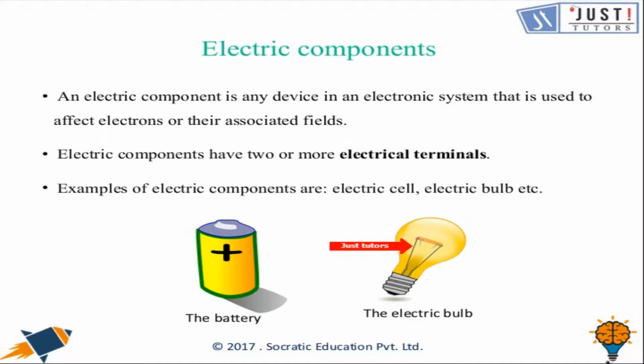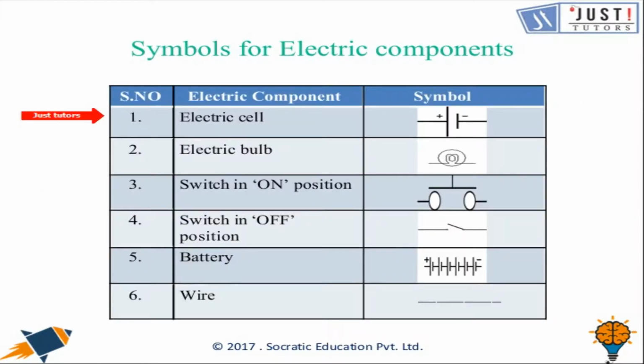Now these electric components have a few symbols associated with them. This table right here shows the different symbols for the different electric components. So the first symbol here is of the electric cell. This is shown by one positive and one negative terminal. Now a battery is made up of so many electric cells, so that's why it has got this symbol. This one is for the electric bulb. This one shows the switch in on position, and this one is in the off position. For wire, we just use a straight line like this.